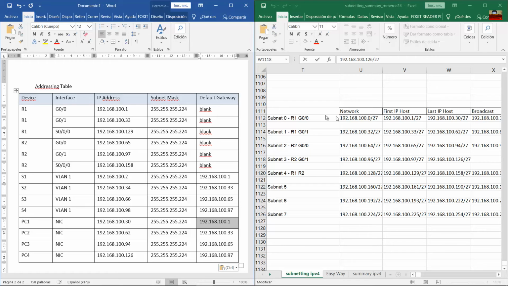Okay, you can verify: subnet 0, the first IP, the default gateway 1; subnet 1, 33, the default gateway; subnet 2, 65; subnet 3, 97. Very good. Table complete.